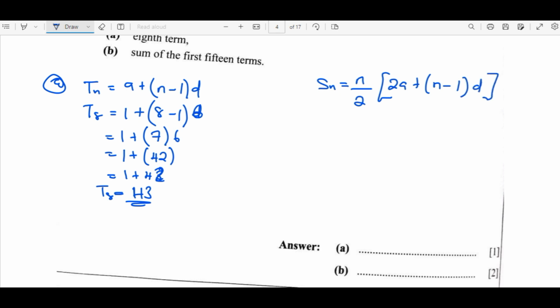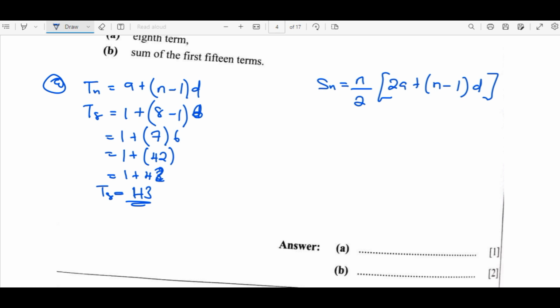These letters mean the same as the first one that we looked at, where n is the number of terms given. In this case, we've been given 15, so n will be replaced by 15. Then a is the first term, and d is the common difference. It is very important that you know how to find the common difference, because if you mess up, you're going to get everything wrong.